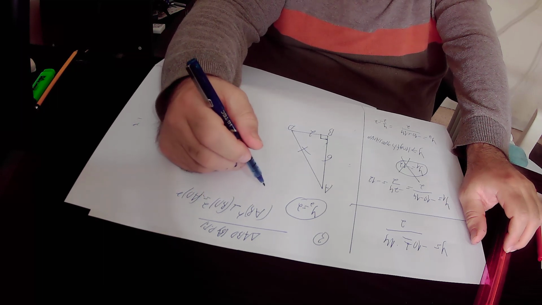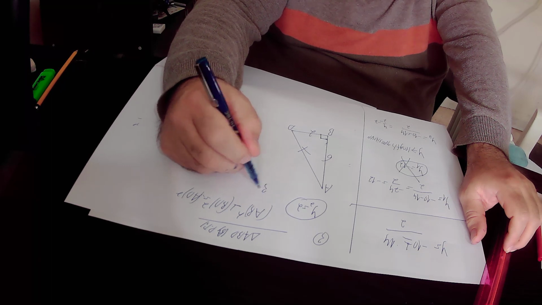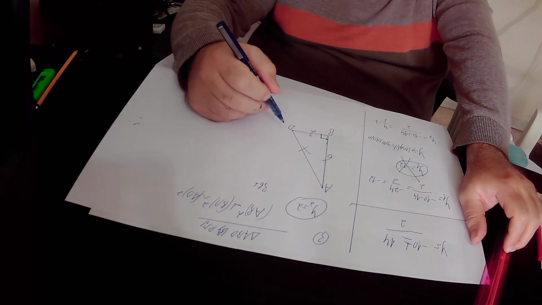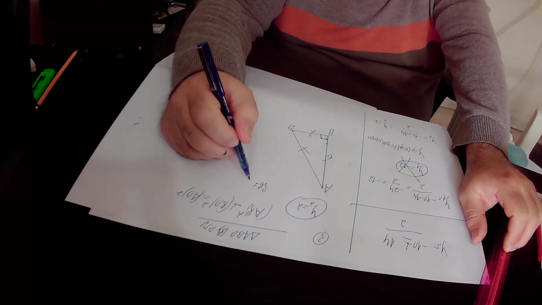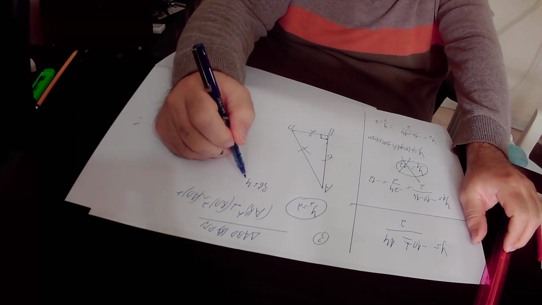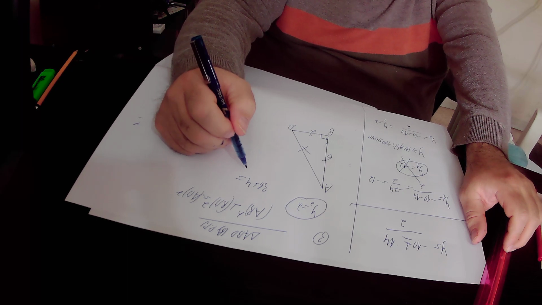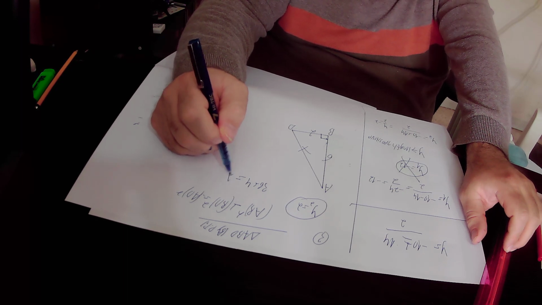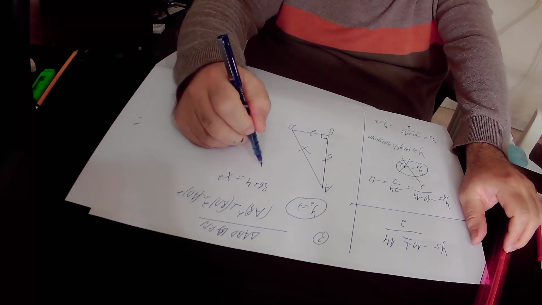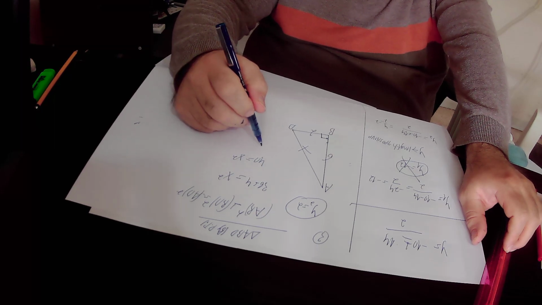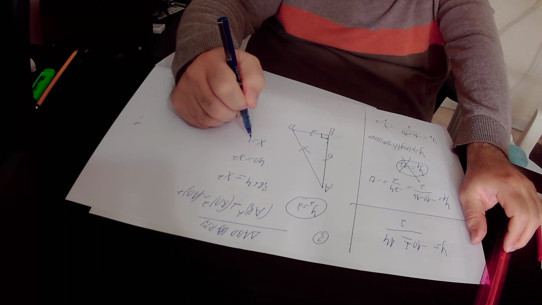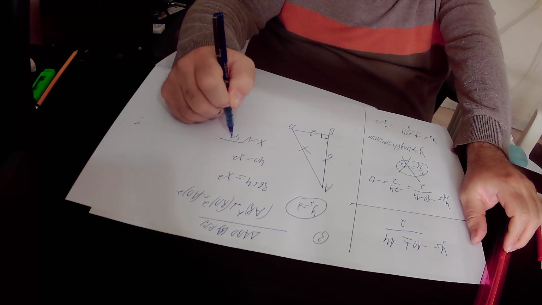AB is 6, so AB squared is 6 squared, that is 36, plus BD is 2, so BD squared is 2 squared, that is 4, and it is equal to AD squared. AD is x, so AD squared is x squared. 36 plus 4 is 40, so we found out that x squared equals 40. We take the root of this equation and we get that x equals the square root of 40.